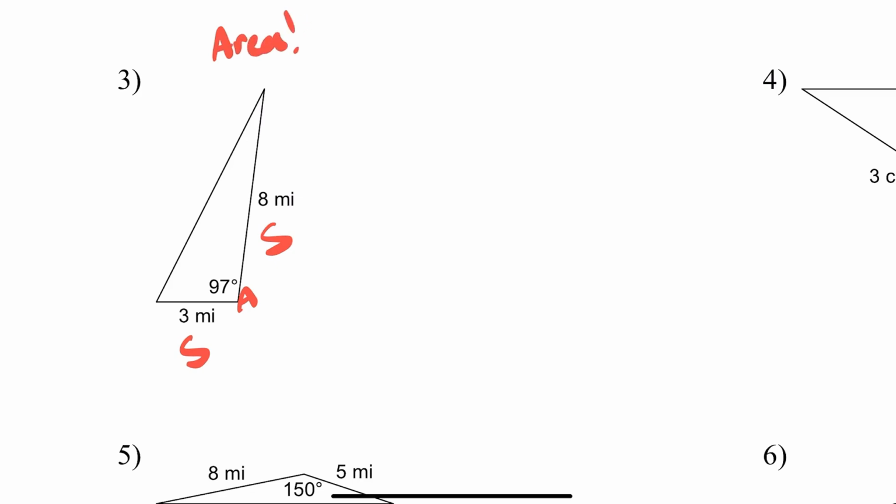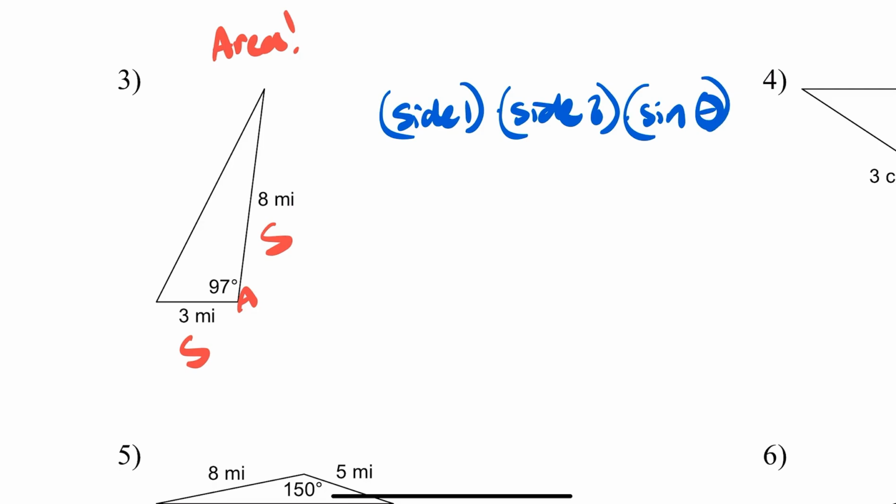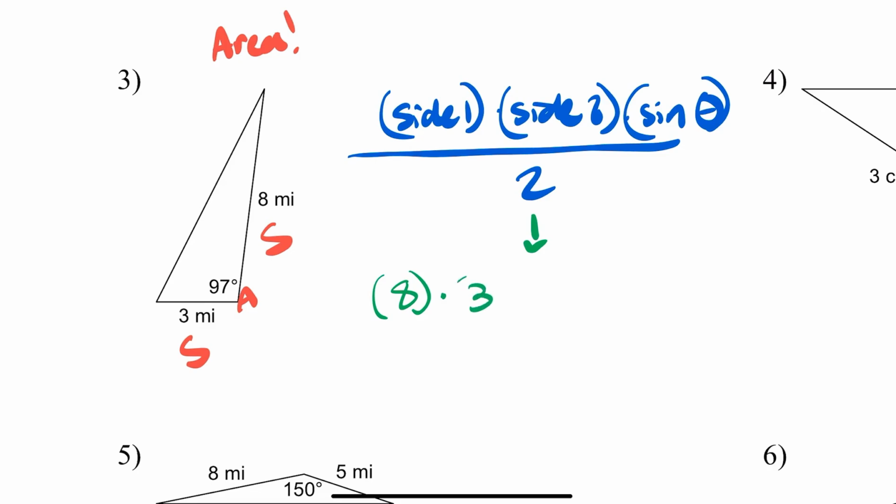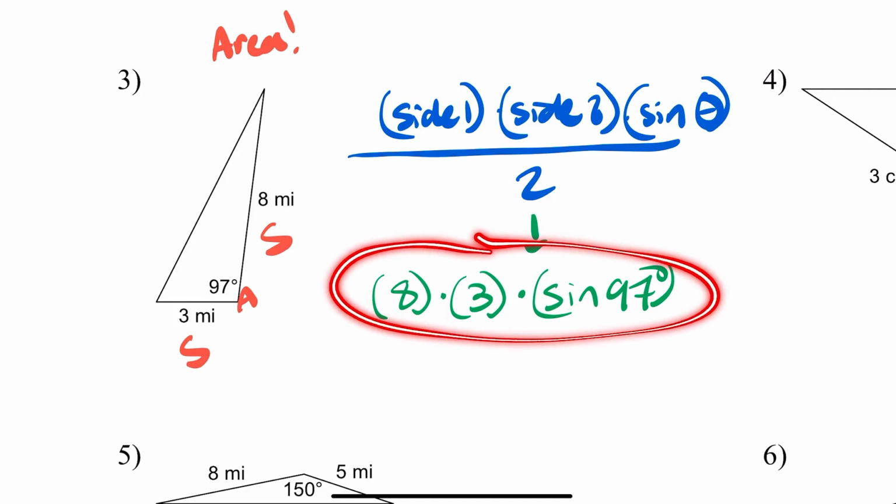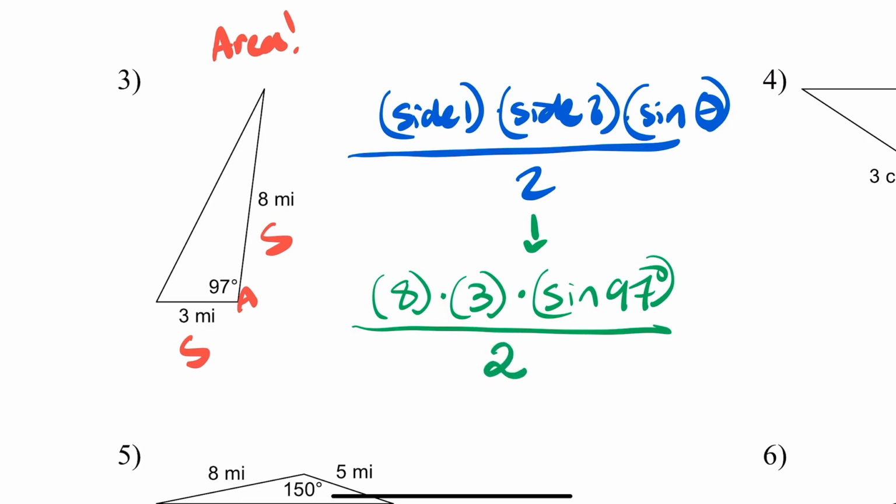And so we'll use the formula, side 1 times side 2 times sine theta all over 2. And so what this would look like using the values we have, it doesn't really matter which side is side 1 or side 2. It's in whatever order you want those to be in. So this would be 8 times 3 times sine 97. And so you'd multiply all three of these together in your calculator, then divide it all by 2, and then you'd get your area.